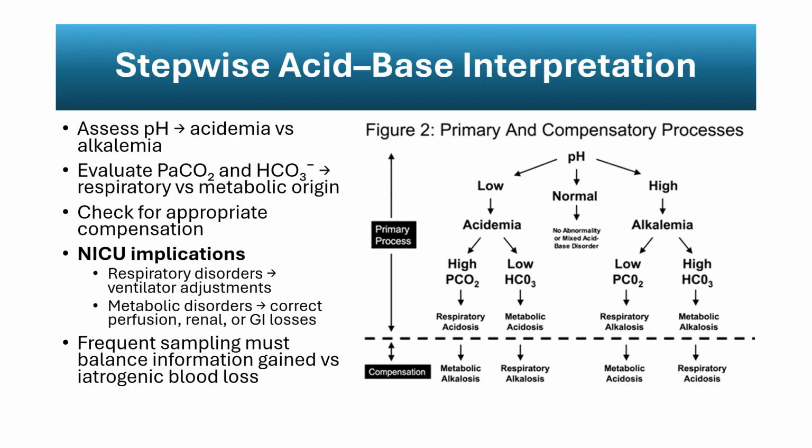Compensation must then be evaluated. The body attempts to return pH toward normal by adjusting the opposing component. Respiratory compensation occurs rapidly through altered ventilation, whereas renal compensation develops gradually through bicarbonate retention or excretion. Assessing whether compensation is appropriate distinguishes an acute disturbance from a chronic or mixed disorder. At the bedside, these relationships direct management. Respiratory disorders require changes to ventilatory support, while metabolic imbalances prompt correction of perfusion, renal function, or gastrointestinal losses. Each intervention aims for physiologic stability rather than perfect numeric normalization.